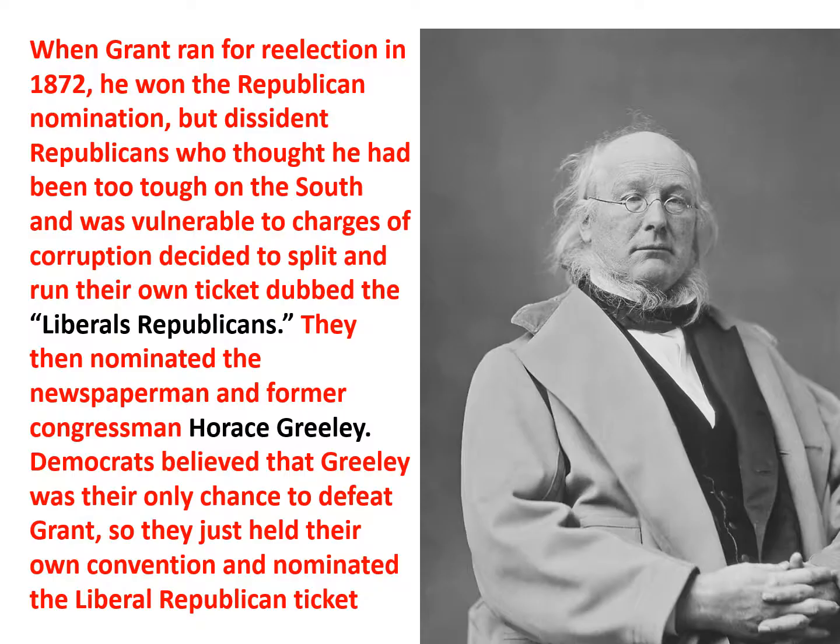When Grant ran for re-election in 1872, he won the Republican nomination, but dissident Republicans who thought he'd been too tough on the South and was vulnerable to charges of corruption decided to split and run their own ticket, dubbed the Liberal Republicans. They then nominated the newspaperman and former Congressman Horace Greeley, who you can see here on the right. Democrats believed that Greeley was their only chance to defeat Grant, so they held their own convention and nominated the same ticket, Greeley, as the Liberal Republicans' ticket.